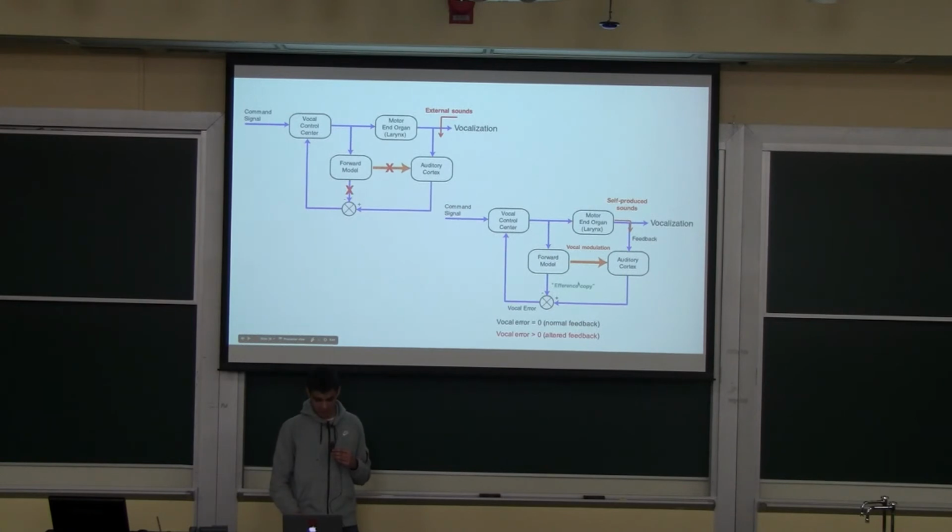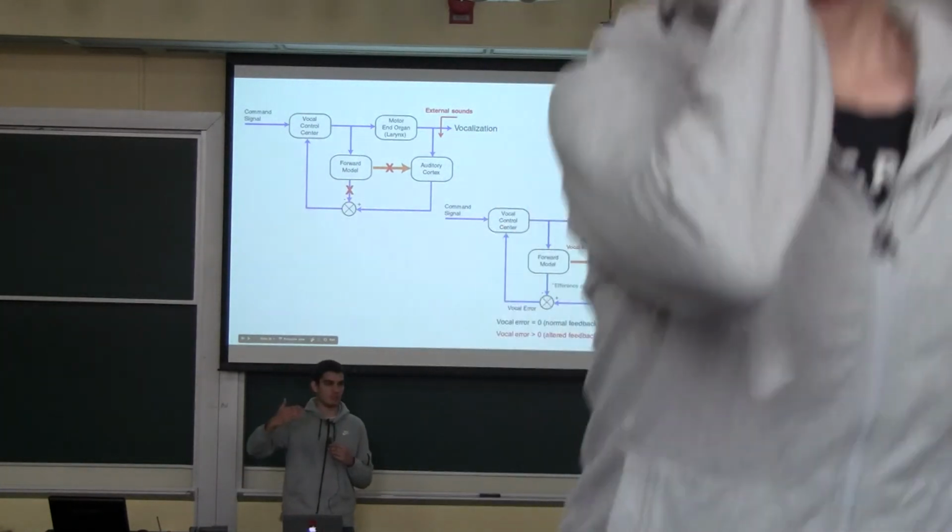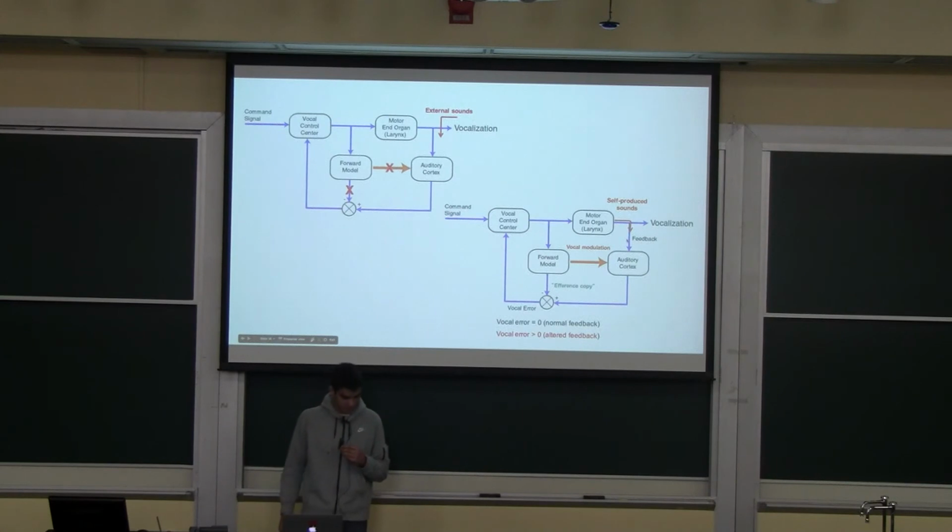But when you have a self-produced sound, you have this mechanism where efference copies or modulatory signals contain predictions of the expected auditory signal, and you compare that to the actual vocal feedback you get from the sound coming back to your ear when you speak. The auditory cortex activity simply reflects the difference between the efference copy and the feedback. And if that error is greater than 0, the vocal control center will change its command and produce a different pitch to compensate for the error. So the change of pitch will be in the opposite direction to the direction of the feedback shift.